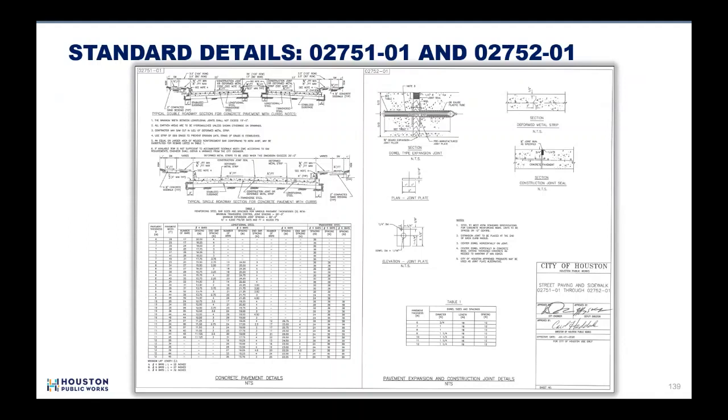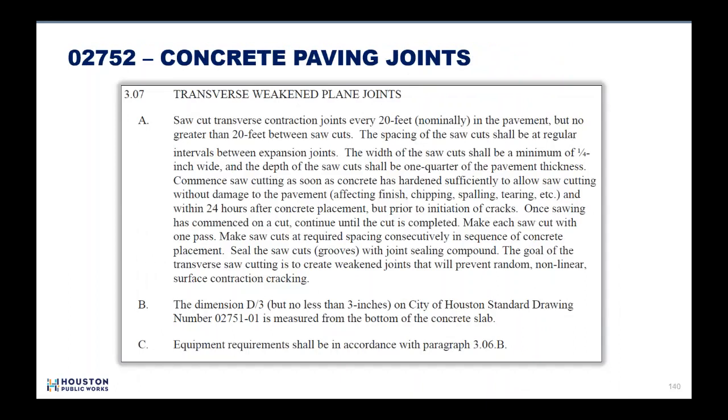This takes us to the concrete pavement details. It has been combined on a single 22-inch by 34-inch sheet with the pavement expansion and construction joint details. The new article titled Transverse Weakened Plane Joints was presented earlier in this presentation by Jamie. It requires a saw cut transverse contraction joint to have a spacing not greater than 20 feet. This requirement has been included on the concrete pavement details to reiterate the concrete paving joint specification requirement.